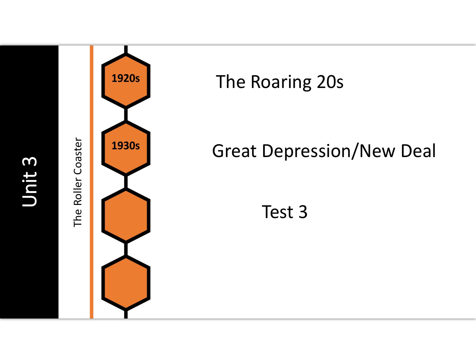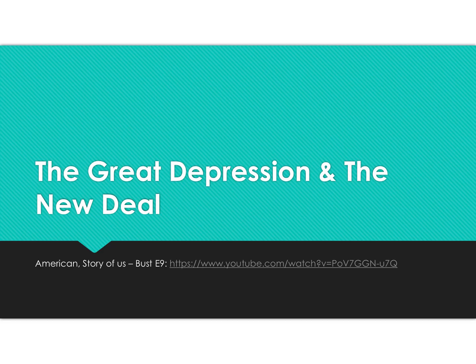All right, so this is the second section of Unit 3. And so this is what I call the roller coaster. Roaring 20s was high, everything's great. And the Great Depression is the crash coming down. Everything falls apart here, okay?